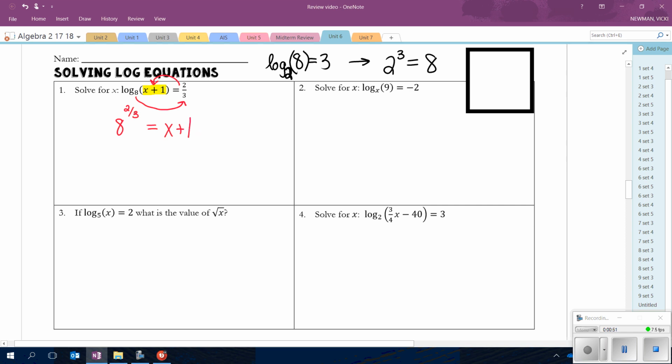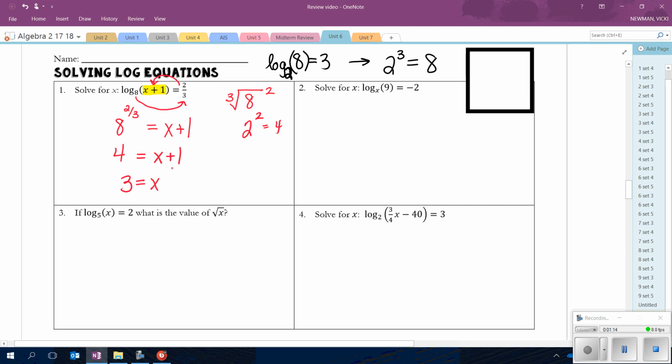Now, 8 to the 2/3 power, which you also need to know, is really the cube root of 8 squared. The cube root of 8 is 2, squared is 4. So this is 4 equals x plus 1. So 3 is equal to x.